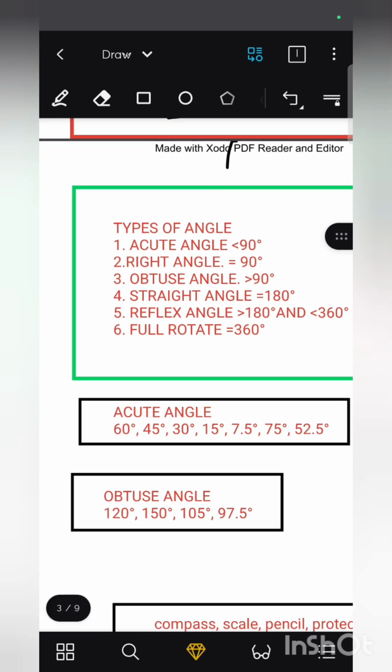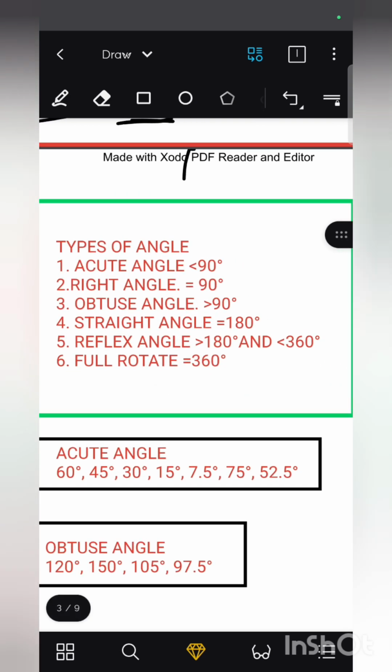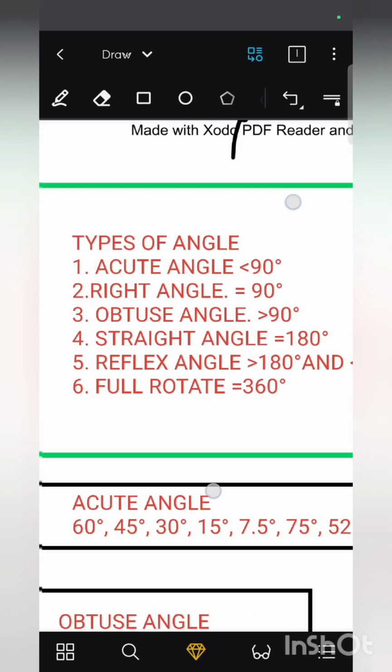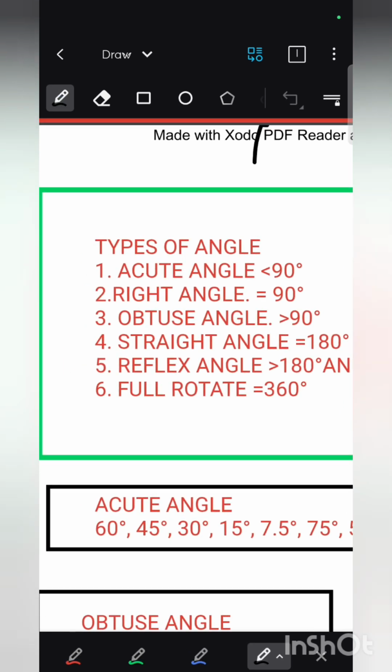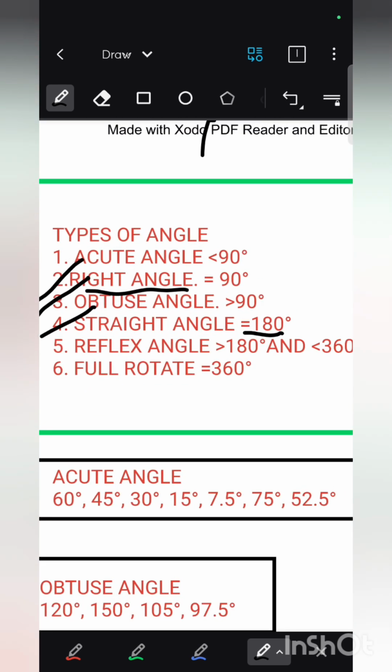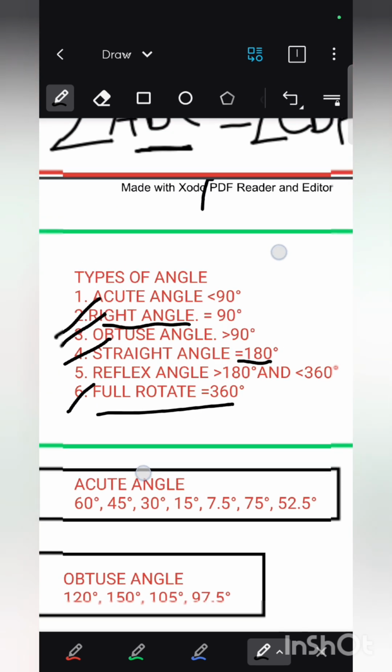Now coming to the next topic. It is types of angle. We start from the acute angle. The acute angle is the angle whose value is lesser than 90 degrees. Then comes the right angle. What is a right angle? A right angle is the angle whose value is 90 degrees. Then comes the obtuse angle. It is greater than 90 degrees and lesser than 180 degrees. And the angle whose value is 180, we call it a straight angle. Then comes the reflex angle. Reflex angle value lies between 180 and 360. And last, full rotation. It is 360 degrees.